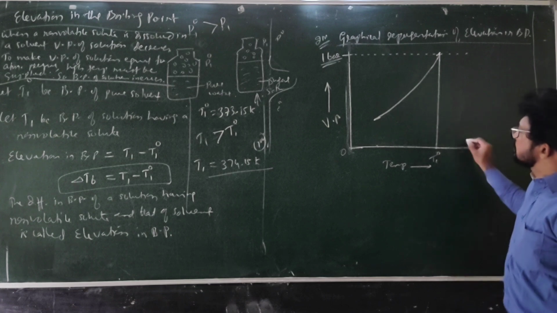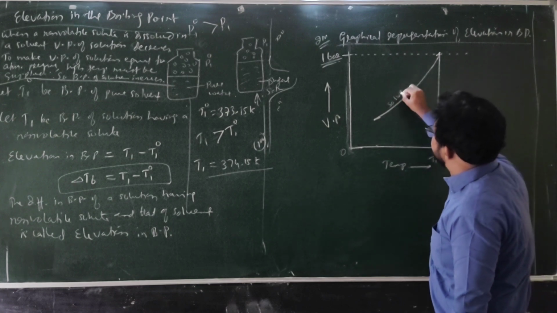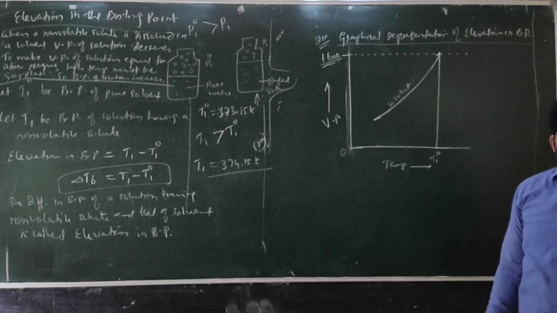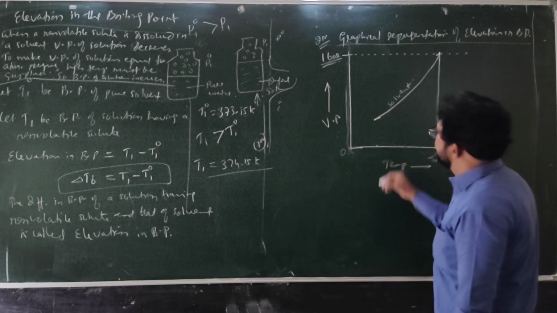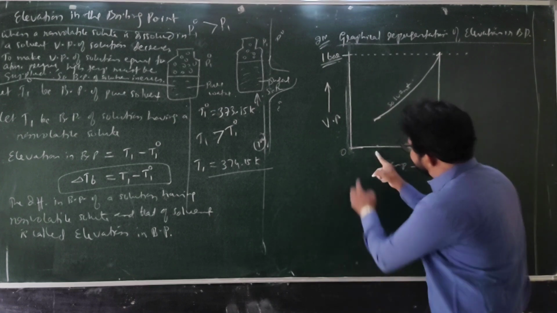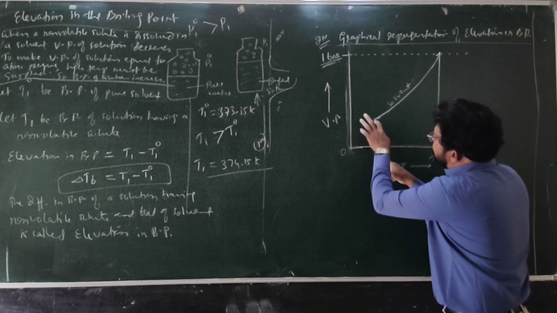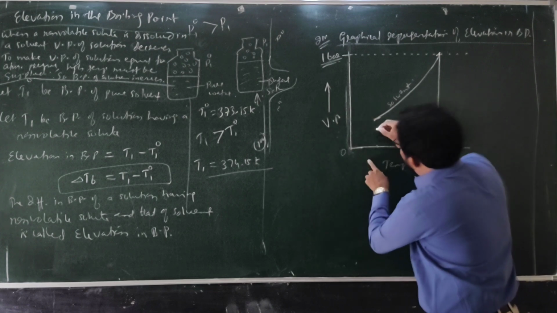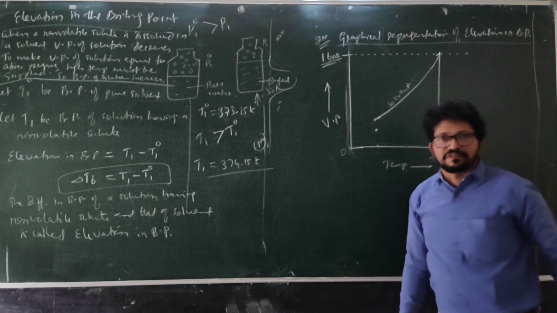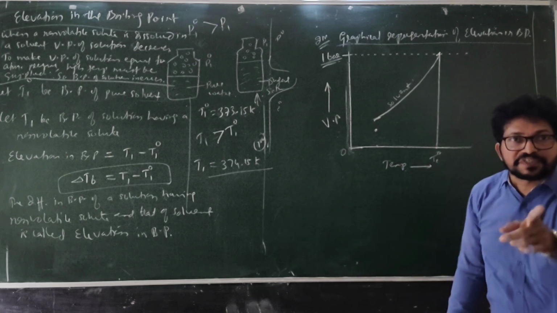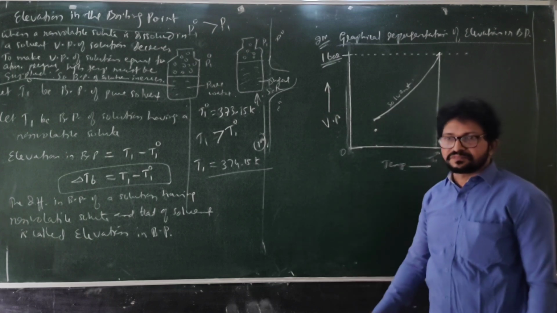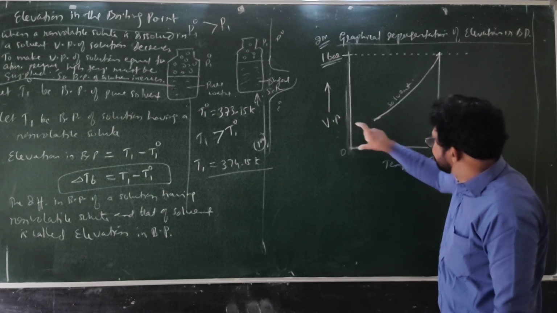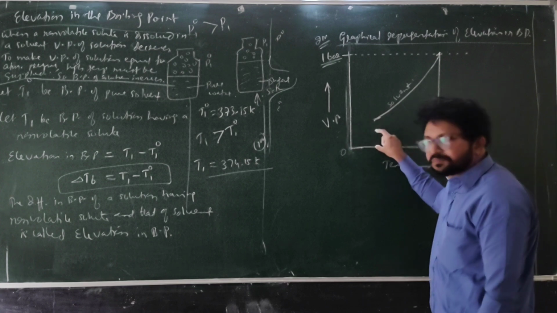This is the solvent. Now where is the solution? At the same temperature, this is the vapor pressure and this is the temperature. Where is the solution? The solution has a lower vapor pressure at the same temperature. This is the solvent vapor pressure, and this is the solution vapor pressure.